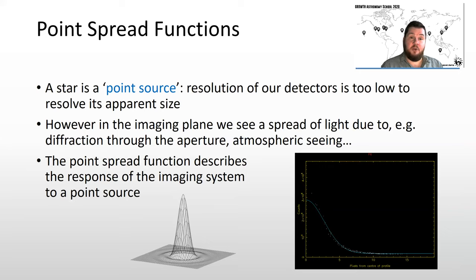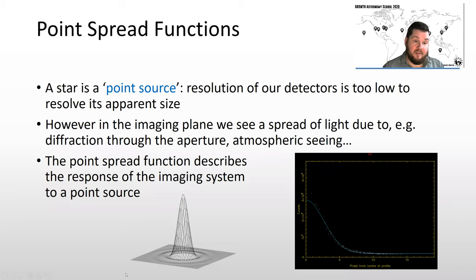This is due to a number of effects. It's due to diffraction through the aperture of our telescope, which is going to be a lesser or greater effect depending on how big our telescope is. It also depends very largely on atmospheric seeing. The reason we place big expensive telescopes in one or two locations around the world is because the seeing, the turbulence in the atmosphere, is smallest in those locations. That minimizes the size of the point spread function. So you have this point spread function for all point sources.